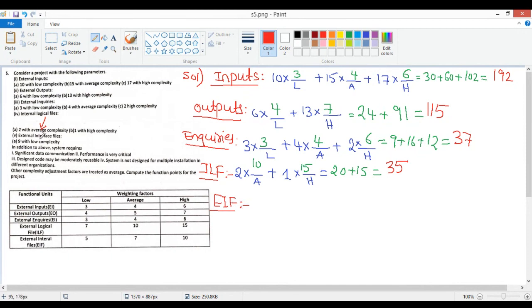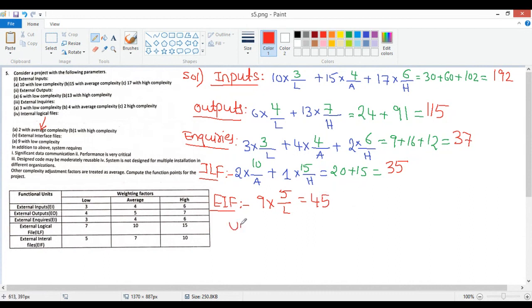For external interfaces, he has given only 9 with low complexity. So 9 times 5 is 45. So you have got a total of 45.